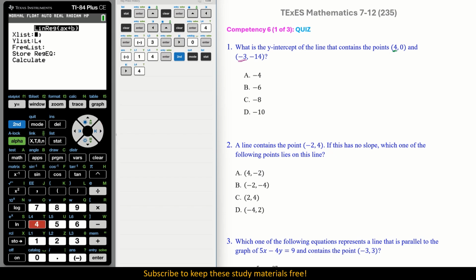So push 4. Now we have got the wrong list entered. We need L1 and L2. That's where we populated our points. So you need second 1, that gives us L1, then enter. Say second 2, so you see that blue L2 above the number 2. Now push enter. We do not populate anything into the frequency list, so enter again. But you do want to save the equation you build into your graph.